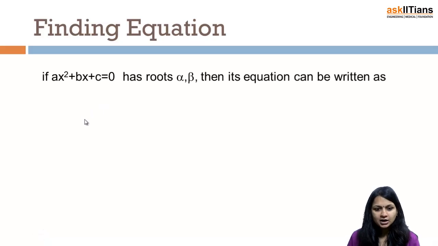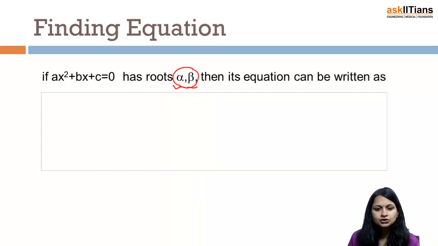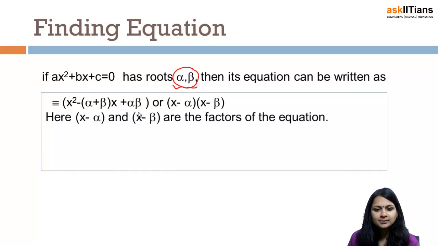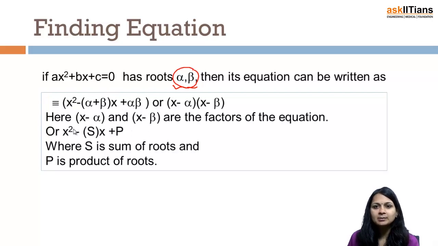When roots are given and we have to find the equation, let's see what we are going to do. If ax square plus bx plus c equal to 0 has roots alpha and beta, and I know the roots and I want to write my equation in this form, I'll put it as x square minus, here I will have sum of roots into x plus alpha beta. So simply I can say x square minus s into x plus p, where s is the sum of roots and p is the product of roots. This gives me the final equation.